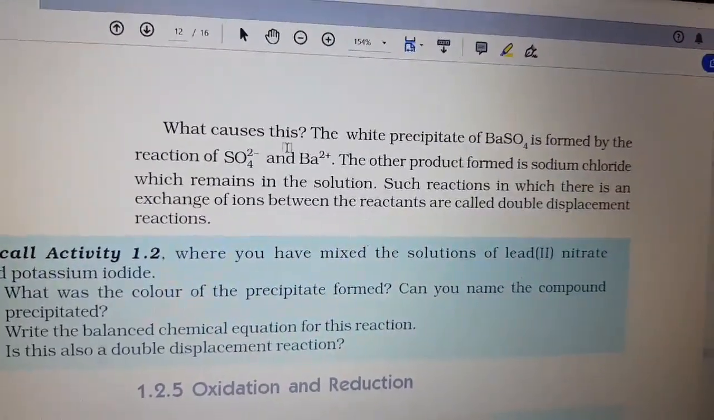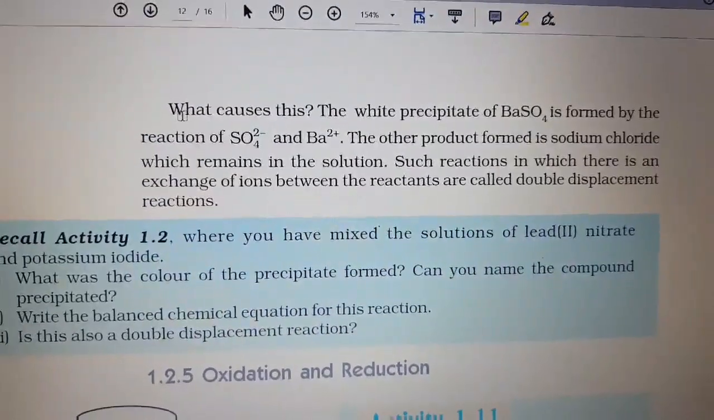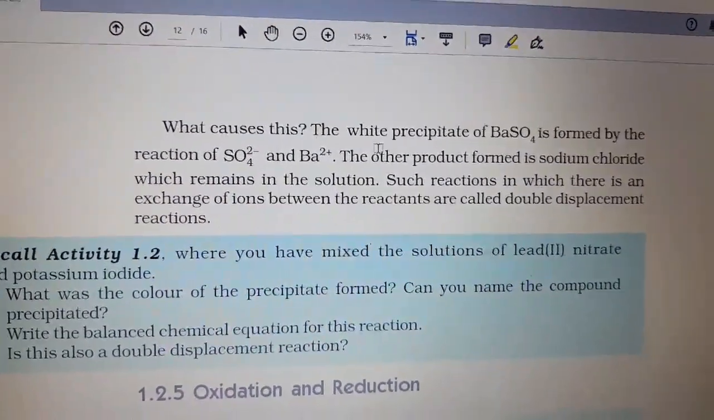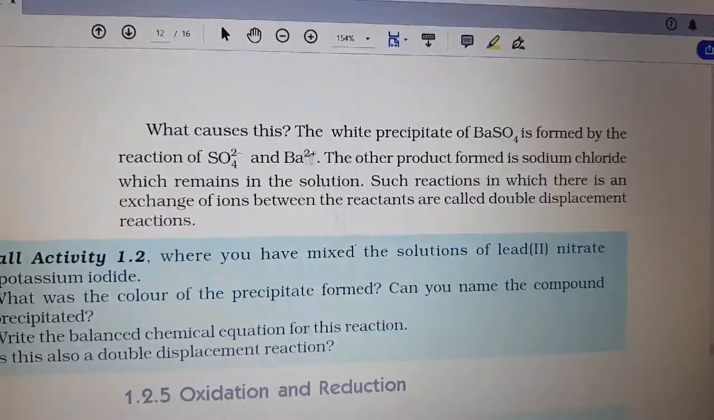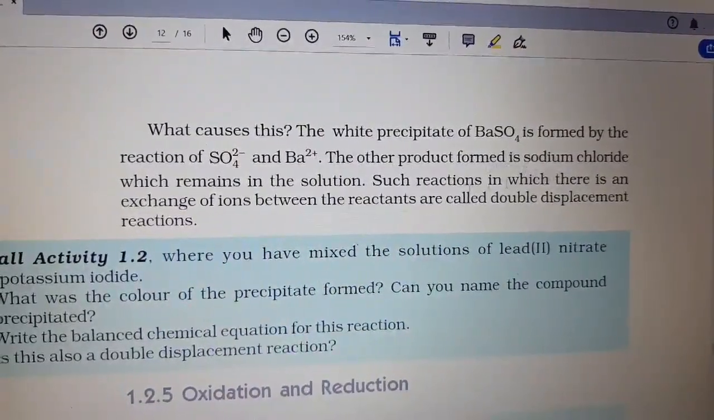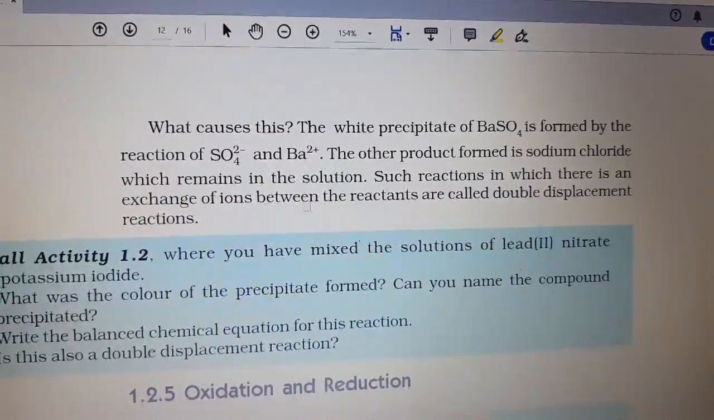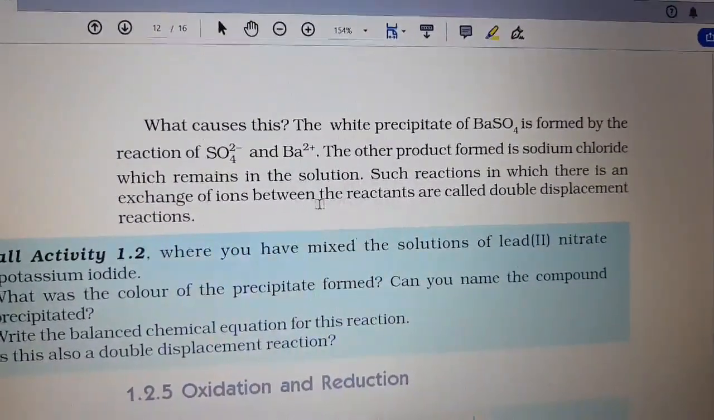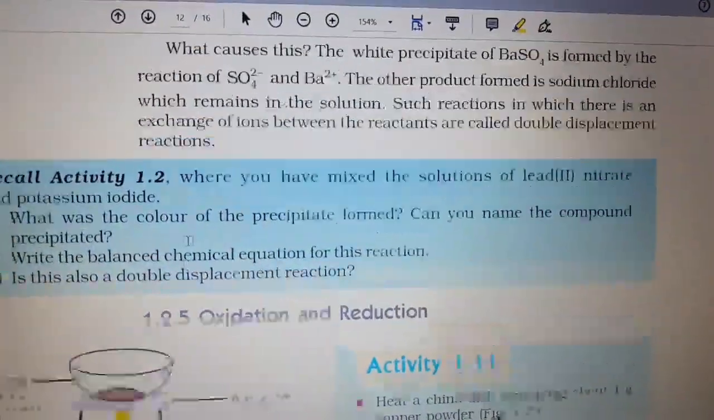So what causes this? The mechanism behind this is that the white precipitate of BaSO4 is formed by the reaction of SO4 2- and Ba2+. The other product formed is sodium chloride, which remains in the solution. Such a reaction in which there is an exchange of ions between the reactants is called a double displacement reaction. So I will end this video here.